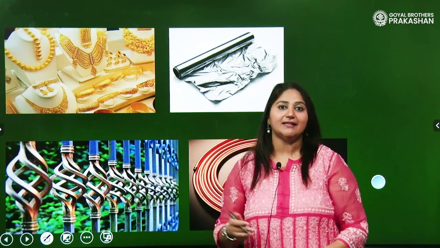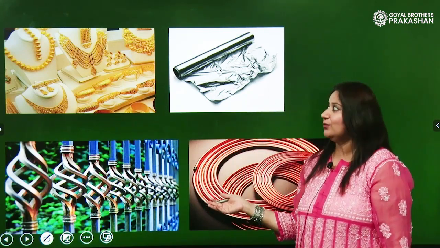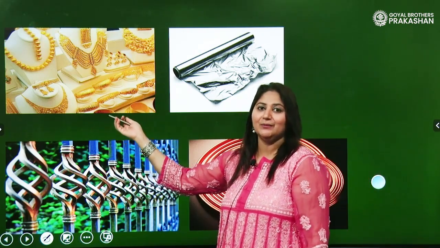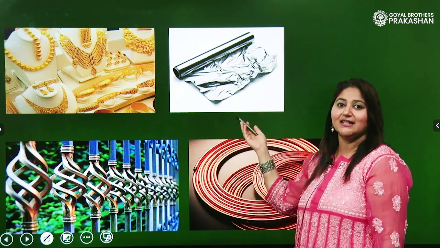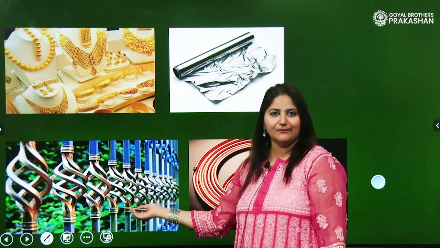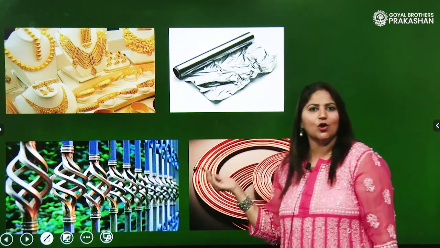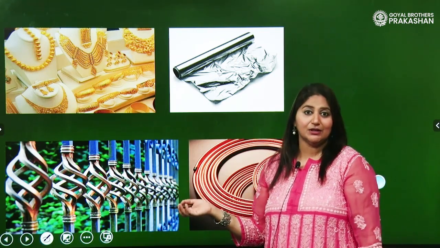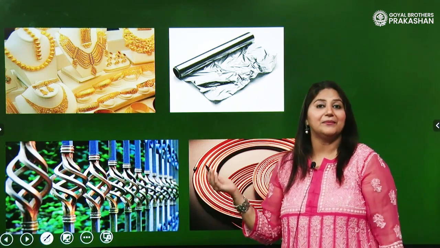So now, as you can see these images, please look at the images very carefully. What do you observe? So this is jewelry, right? A beautiful lustrous jewelry we have. And what about this? What is this? Children, this is foil. Then these are fences I have mentioned. And what is this? A wire. So what is common in all of these? And what are the constituents of these images? So these substances, children, they are metals.